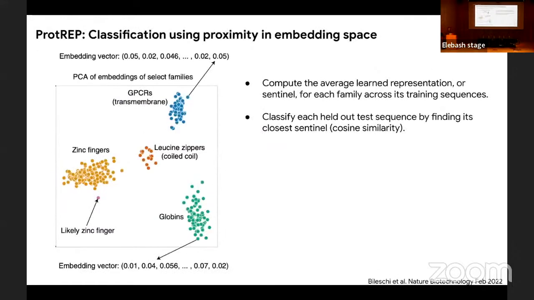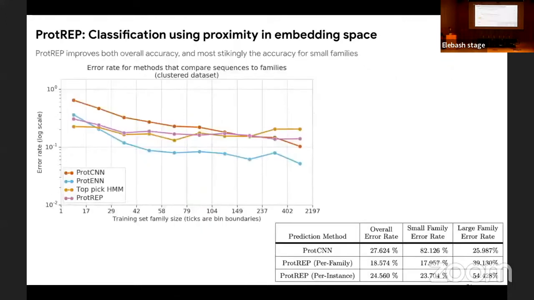So we then asked, can we actually just use this learned embedding space? We put all this energy into learning this representation. Can we exploit the representation itself to carry out classification? All we did was compute the average learned representation, or some kind of sentinel, for each family across its training sequences. So we have a single representative for each family built from the training data. We can then classify every held-out test sequence by finding which of these sentinels or markers it's closest to. That's an approach that doesn't require any more compute than the original CNN model. But it turns out it does do quite a bit better, especially for small families.